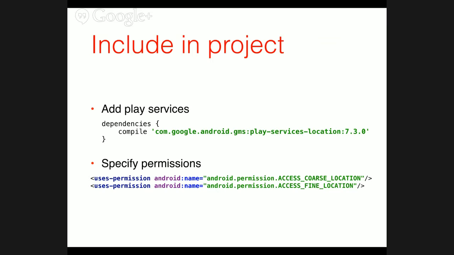For you to use a location service, you need to define permission. One of those two. If you want to have a rough estimation of your location, it's enough to provide access coarse location. But if you want to have more precise and more accurate location updates, you need to define access fine location permission.